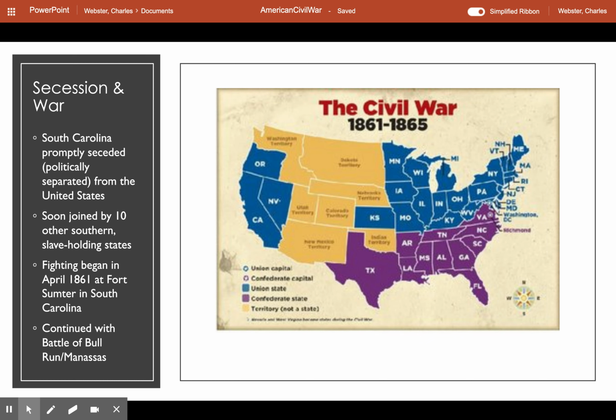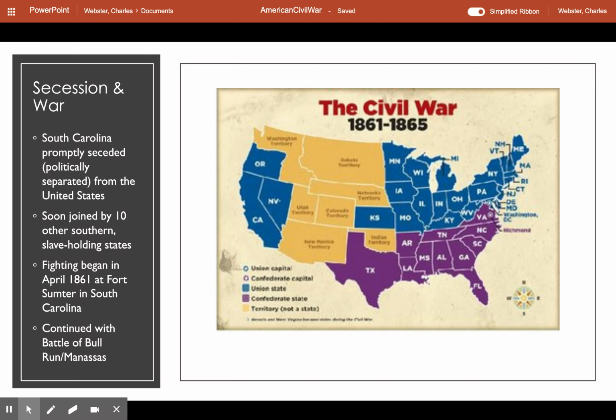And when you look at this map on the right, the states that are in light blue stayed with the Union. They stayed with the United States. Whereas the states in the purple became Confederate states, as you can see here. So states like Texas, Louisiana, Arkansas, Florida, Tennessee, Virginia, North Carolina, South Carolina, those purple states, they all became Confederate states.